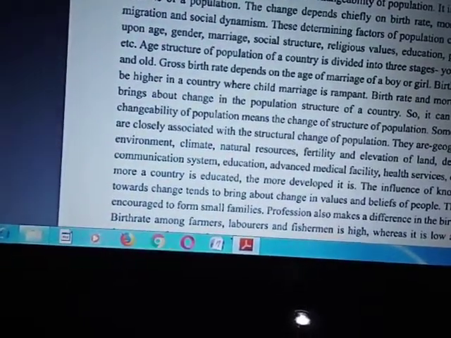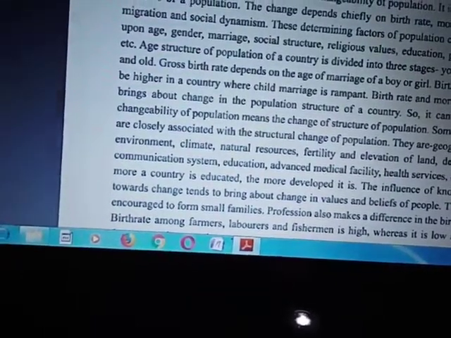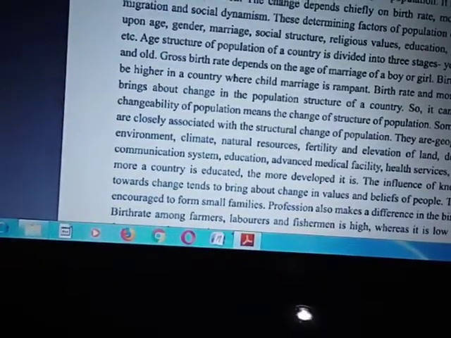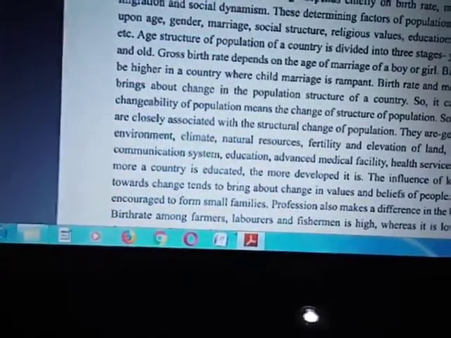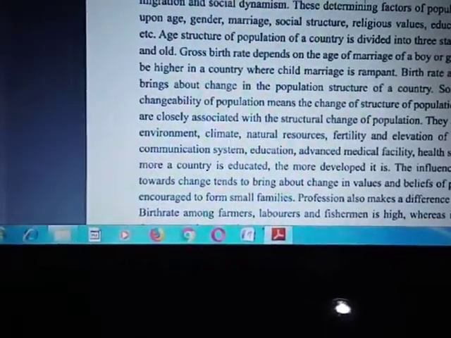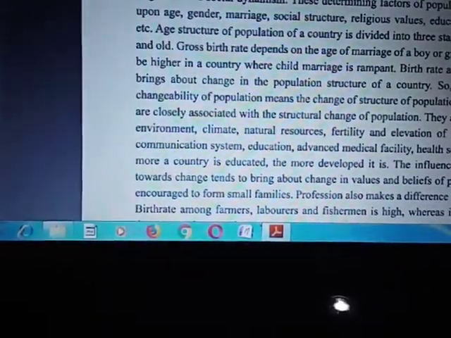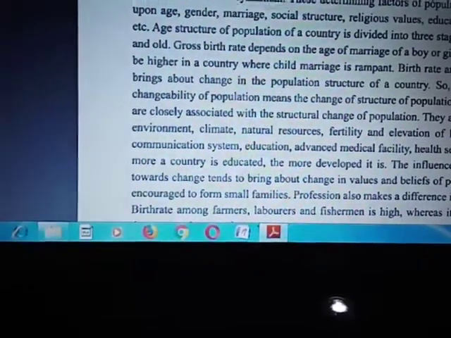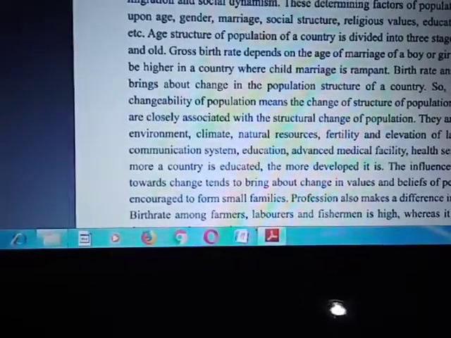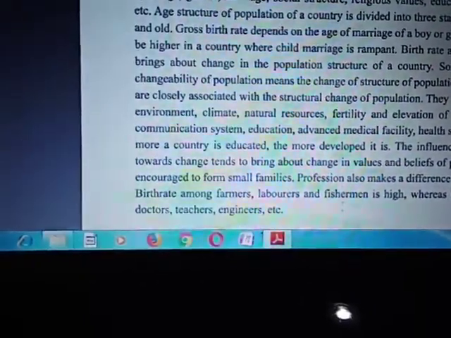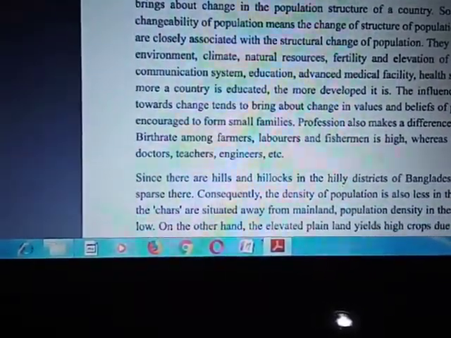Age structure of population of a country is divided into 3 stages: young, adult, and old. Gross birth rate depends on the age of marriage of a boy or girl. Birth rate will be higher in a country where child marriage is rampant. Birth rate and mortality rate bring about change in the population structure of a country. So it can be said changeability of population means the change of structure of population.